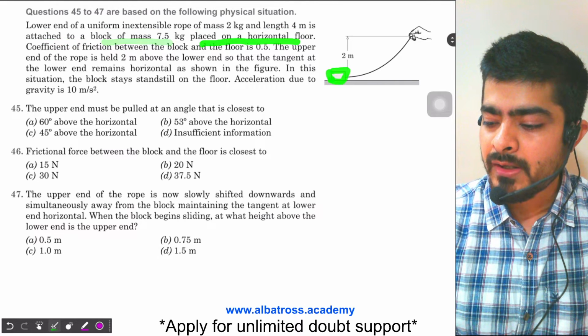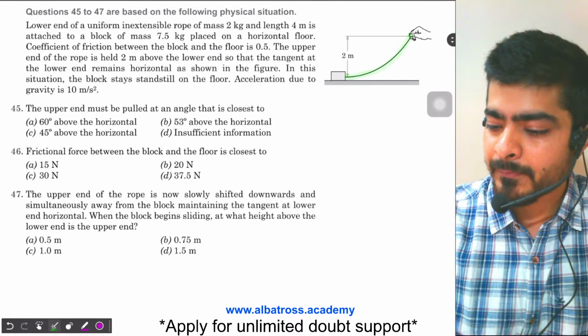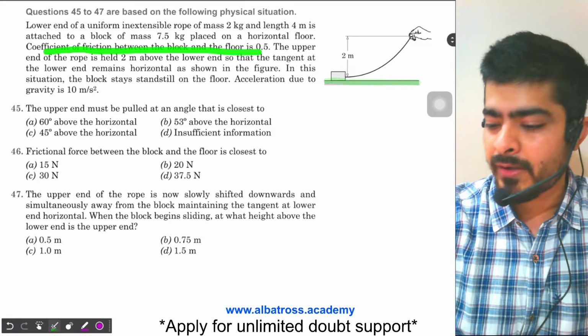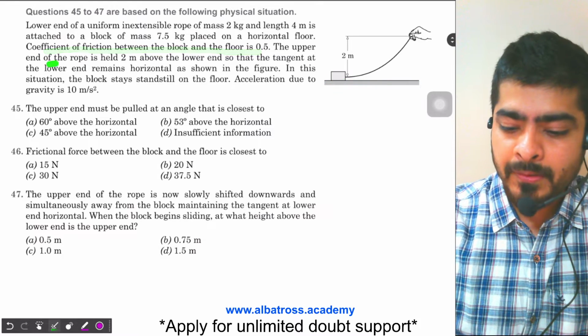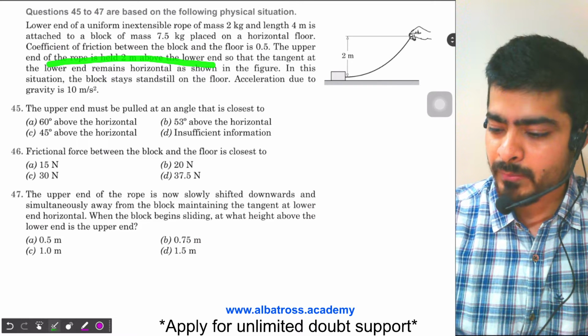This is your block and there's a rope. The rope has the mass and length of the rope is given. Now the ground is rough, so the coefficient of friction is 0.5. The upper end of the rope is held 2 meter above the lower end. This height over here is 2 meter.